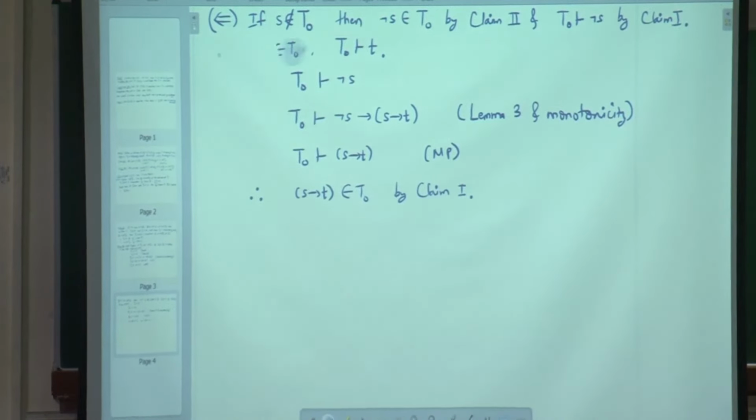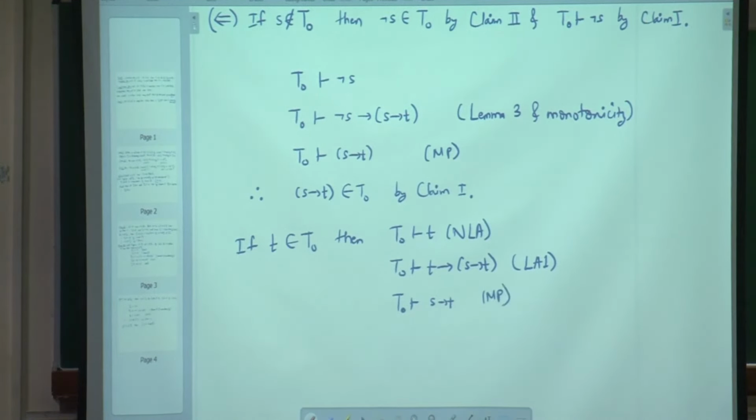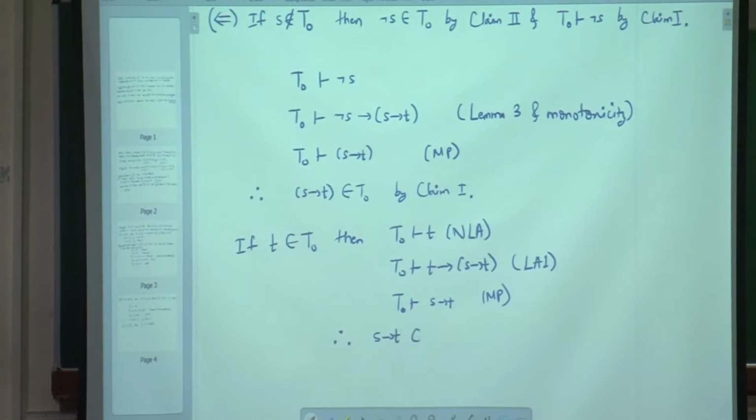Let me erase this. So in this first case we have done this. Now there is a second subcase. If T belongs to T naught, then T naught proves T, NLA. And then how do I obtain S implies T? Any idea? LA1. So this is T implies S implies T, this is LA1, and then T naught proves S implies T, that is MP. Right, so under both conditions we have shown that, and therefore S implies T belongs to T naught by claim 1.